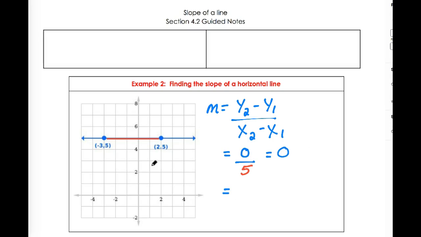If you were going to do this by hand, we could call this point 1 and point 2. So y sub 2 is 5, minus 5, which is y sub 1, and x sub 2 is 2, minus x sub 1, which is negative 3. That equals 0 over, and subtracting a negative becomes positive, so you get 5. So the slope of a horizontal line is always 0. The slope of any horizontal line is always 0.